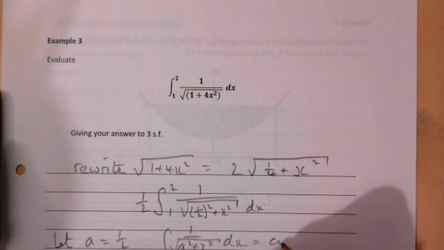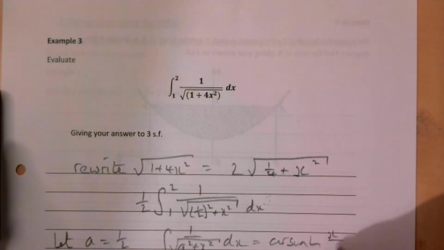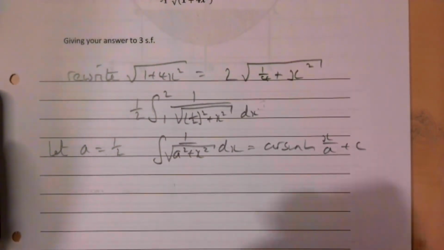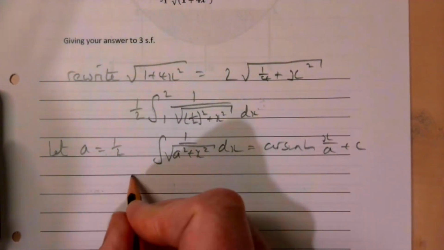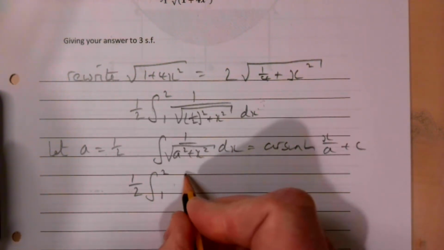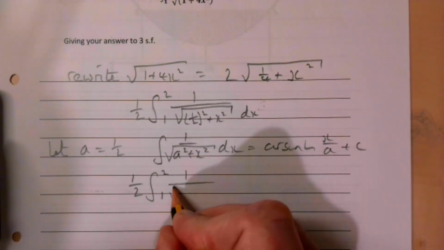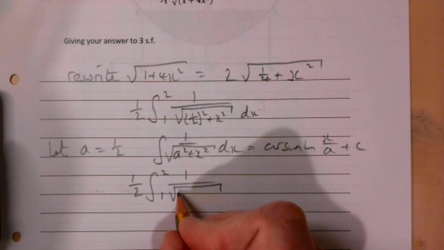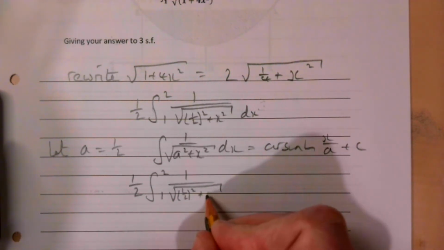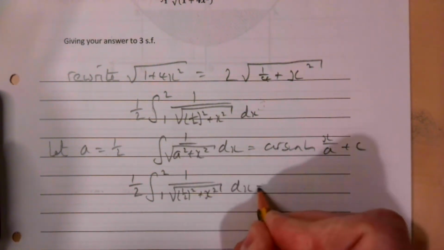If we let a equal a half in the formula, it's going to be arsinh of x over a plus c. Again, you can just about see that. Hopefully we're okay. So for a half times the integral between 2 and 1 of 1 over the square root of a half squared plus x squared dx.